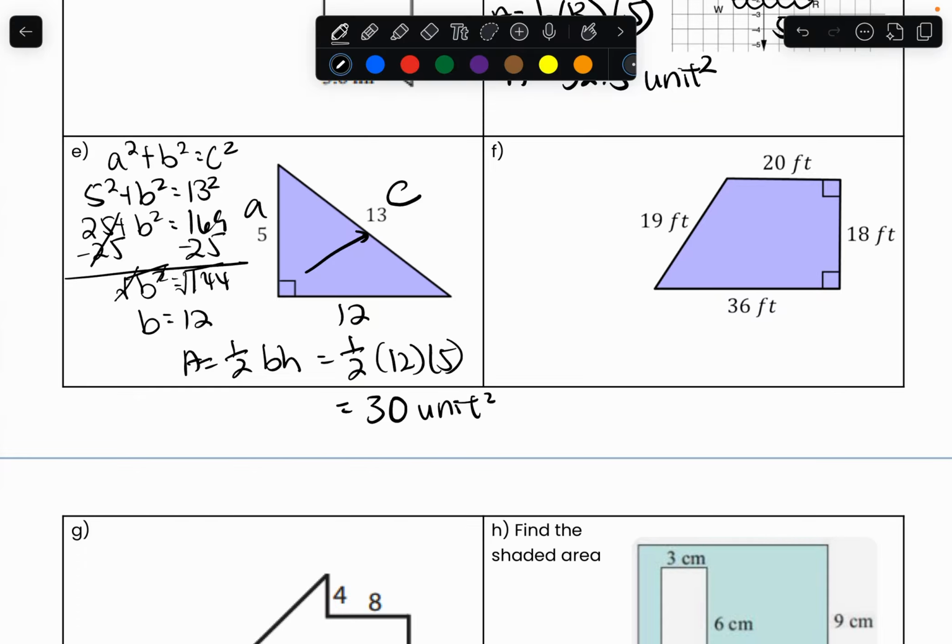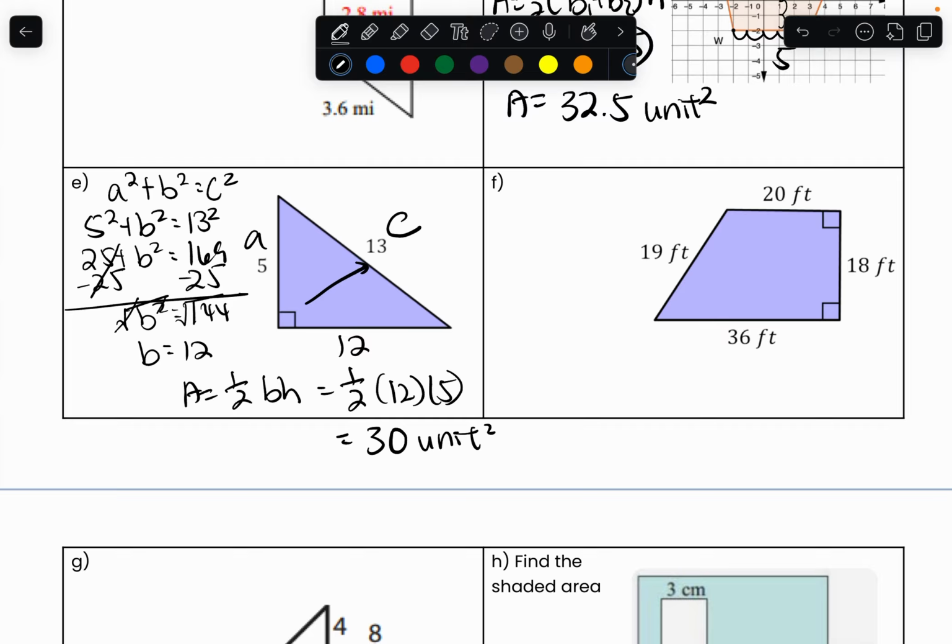So now let's do the next one. Now this is a trapezoid. Now to do this one, we have to add up my bases first. So I know my base 1 plus base 2 here will be 20 plus 36. Well, let me go and calculate it. 20 plus 36 equals 56. So I know base 1 plus base 2 equals 56.